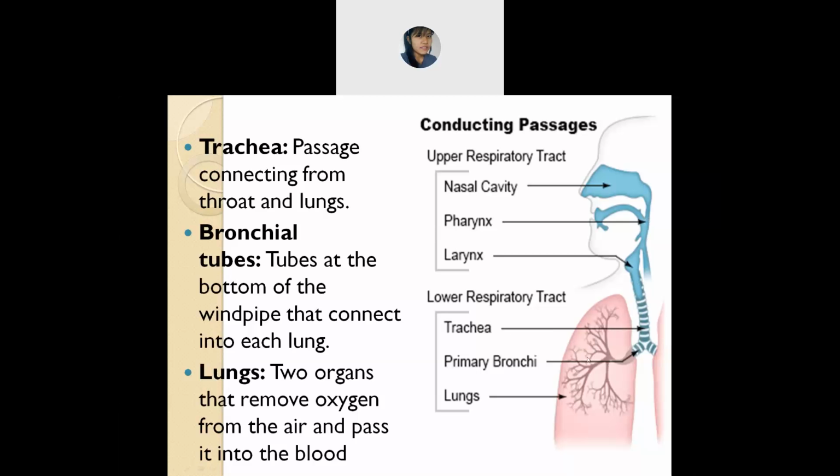Okay, next is bronchial tubes. So the bronchial tubes are here, this one. They are at the bottom of the windpipe, bottom means at the end. So this is the windpipe, isn't it? They are on both sides, this side and this side.